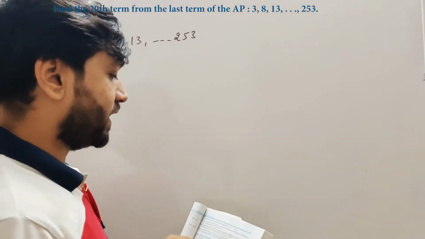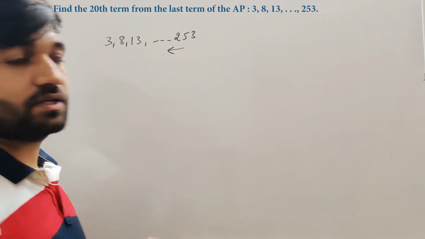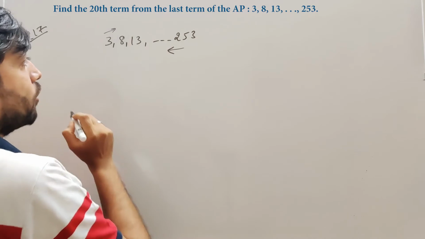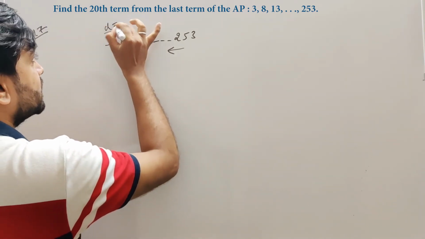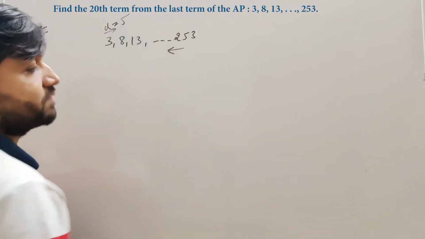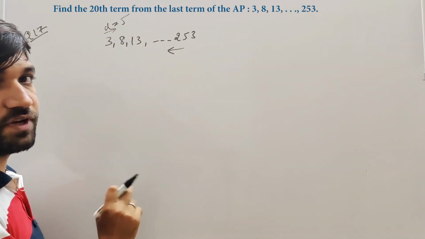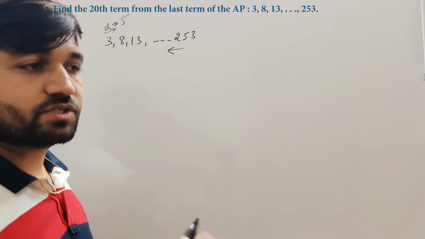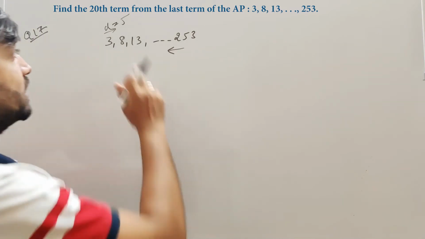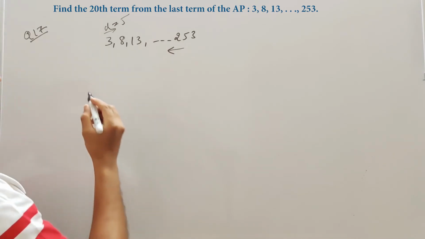Okay, so we need to find the 20th term from the last term. So from the last term means in this direction. Now when the AP is in this direction normally, what is the common difference value here? D value is 8 minus 3, which is 5. So when you're taking an AP in this direction, the common difference is 5. If you reverse the AP, of course the common difference value will also change. It will become directly opposite. If it is plus 5 here, if you take it the other way around, the common difference value will become minus 5.